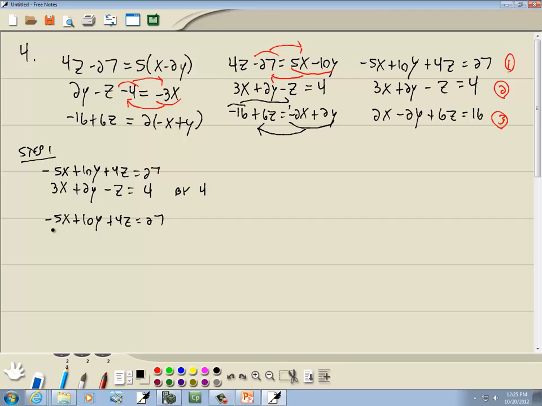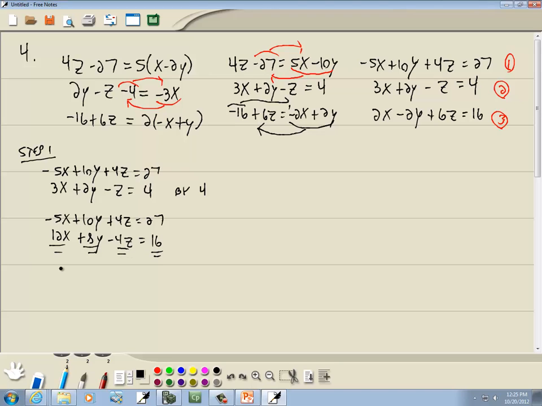4 times 3x is 12x. 4 times 2y is 8y. And 4 times negative z gives us negative 4z. And 4 times 4 is 16. Okay. I add these together.